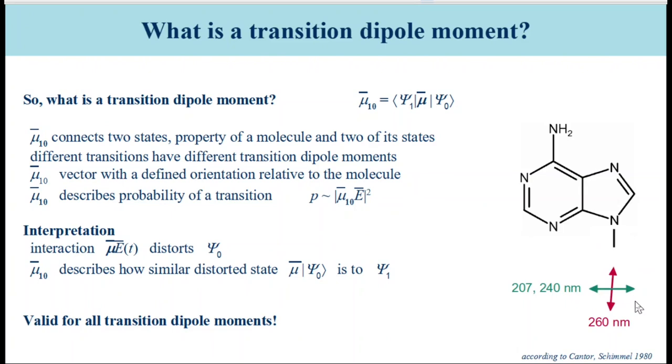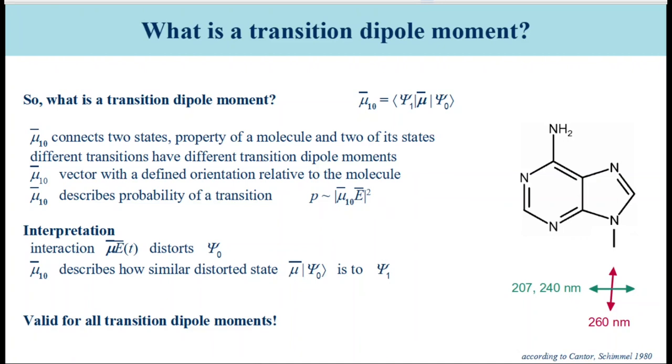The best interpretation of transition dipole moment is the one already given above and repeated here. The perturbation distorts the initial state. This is described by the dipole moment operator, which distorts the initial state psi0 and produces a new perturbed state mu psi0. The transition dipole moment describes how similar the distorted state mu psi0 is to the final state psi1. The more similar it is, the more likely is a transition.